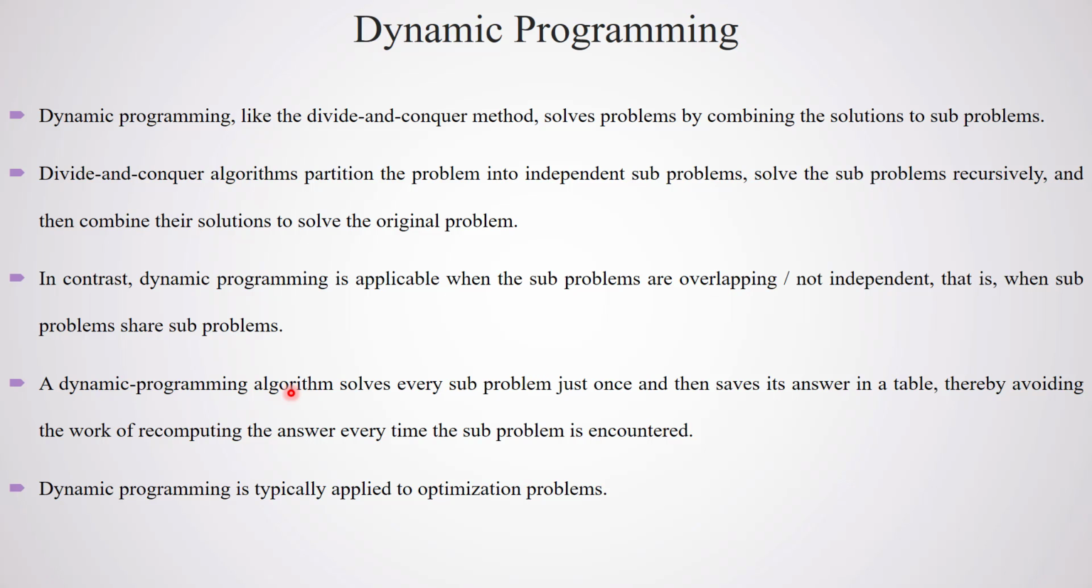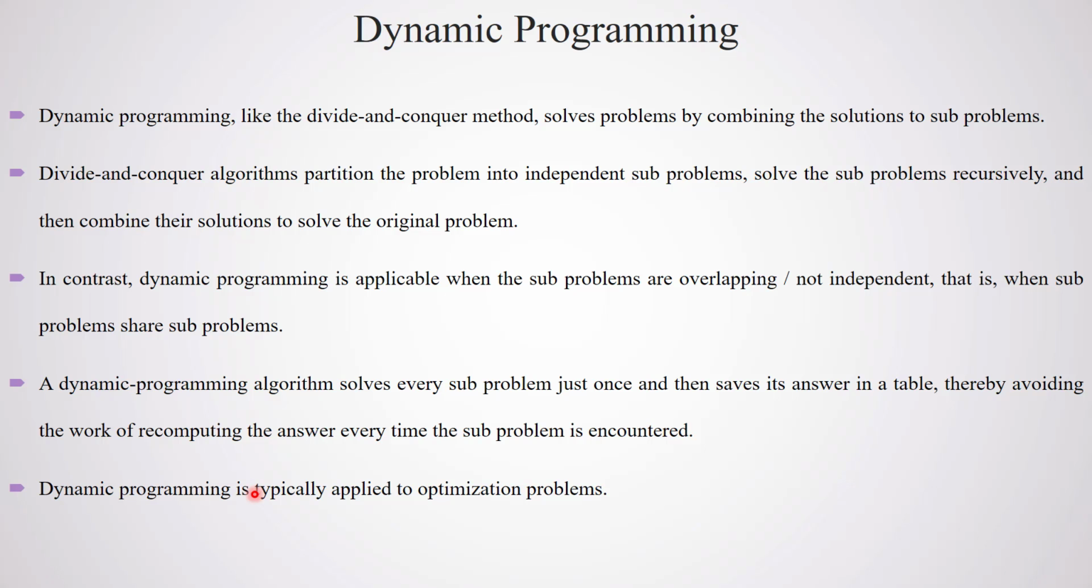A dynamic programming algorithm solves every subproblem just once and saves its answer in a table, thereby avoiding the work of recomputing the answer every time the subproblem is encountered. So here we have the same subproblems, or overlapping subproblems. During the first occurrence of the subproblem itself, the subproblem is solved and the result will be stored in a table. So whenever this subproblem arises again, the answer is directly taken from the table.